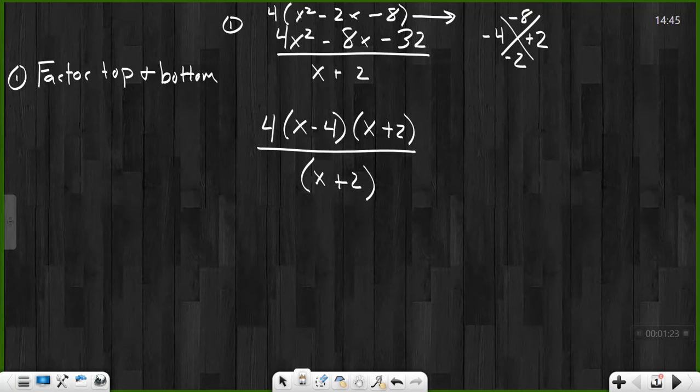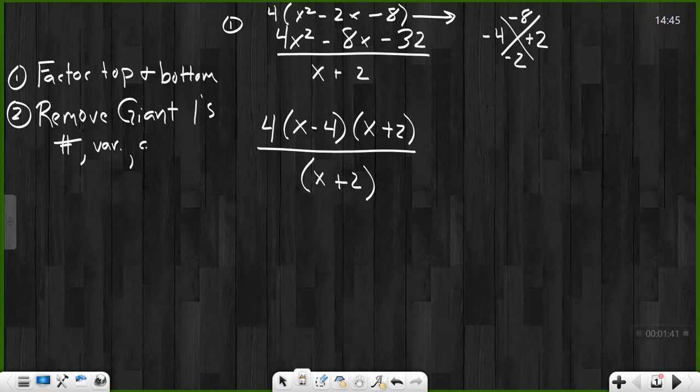All right, now, once I've factored the top and bottom, I want to remove my giant ones. Giant ones is anything that is a number that is the same on top and bottom, a variable that's the same on top and bottom, or a group that is the same on top and bottom. Remember, numbers could even be like 8 over 4, which could reduce down to 2 over 1. So keep that in mind. It doesn't have to be the exact same number when you're dealing with numbers.